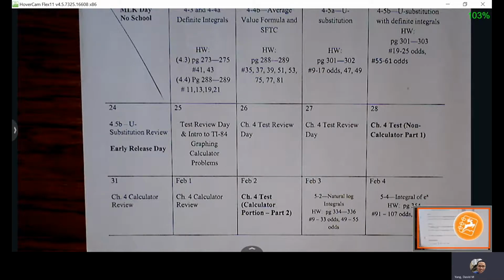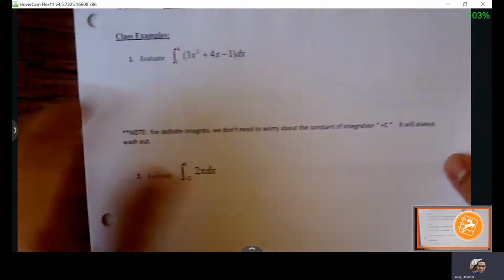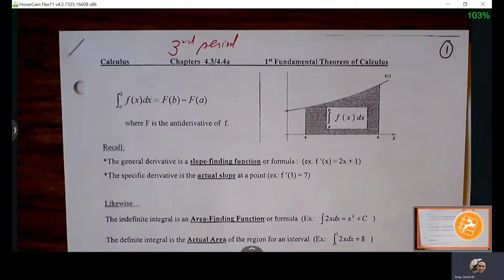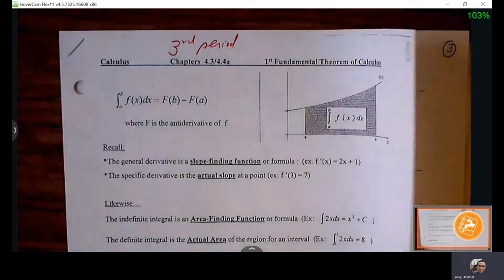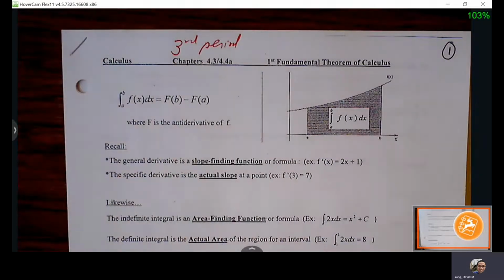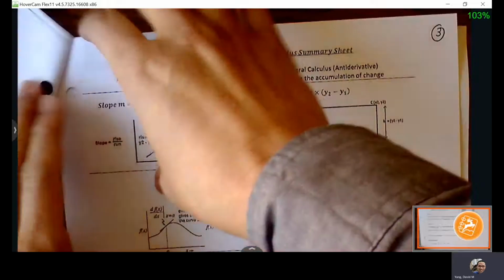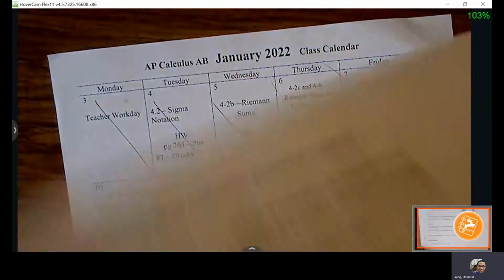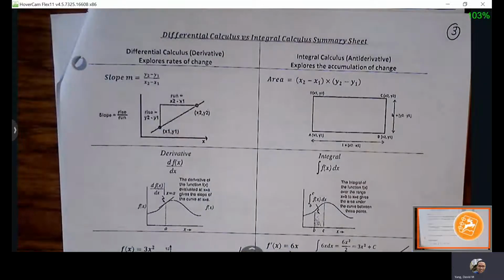Okay, so if you guys can turn to page 3. All right, so here's the packet, but we're going to look at page 3 first. I want to give a general overview comparing what we achieved first semester versus what we're moving towards second semester.